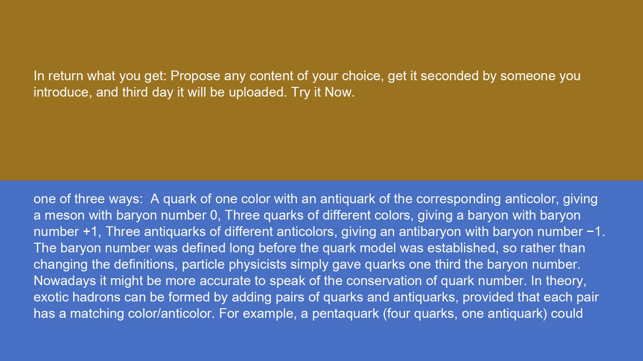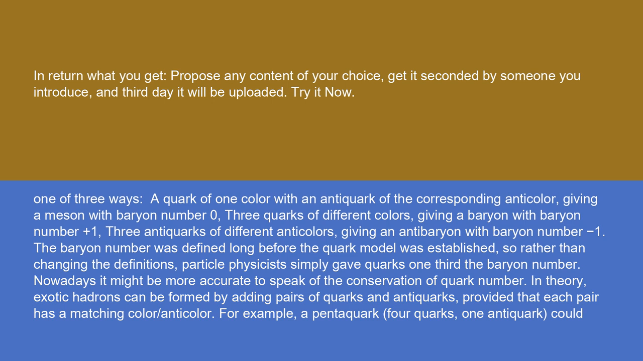The baryon number was defined long before the quark model was established, so rather than changing the definitions, particle physicists simply gave quarks 1/3 the baryon number. Nowadays, it might be more accurate to speak of the conservation of quark number.